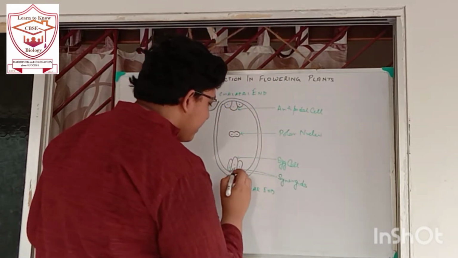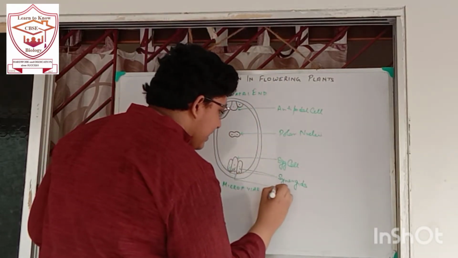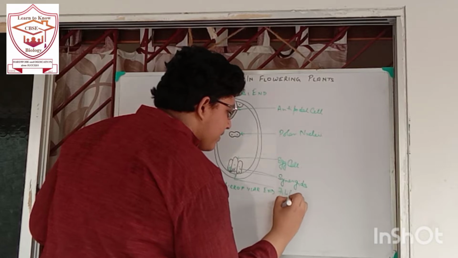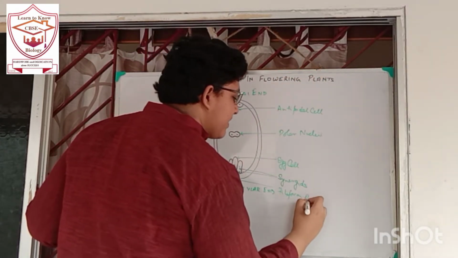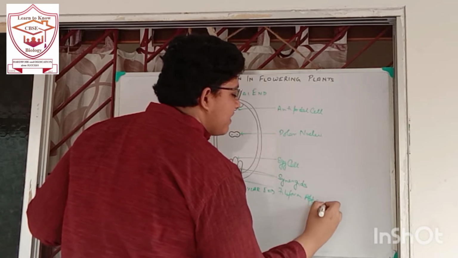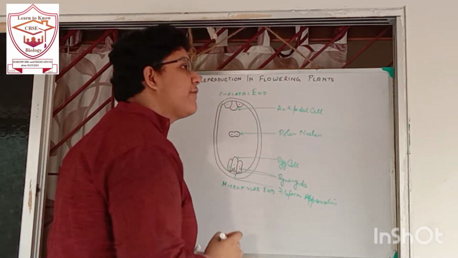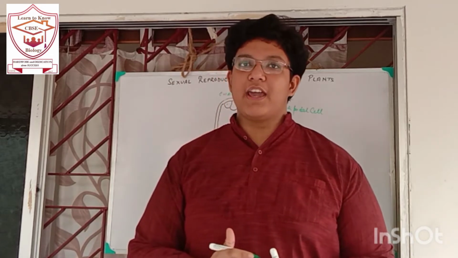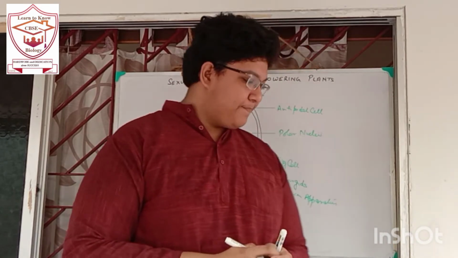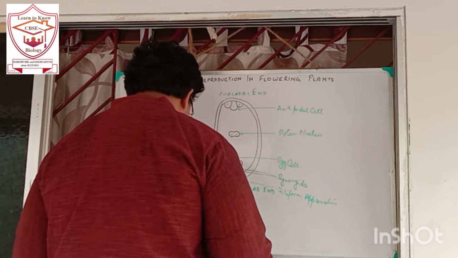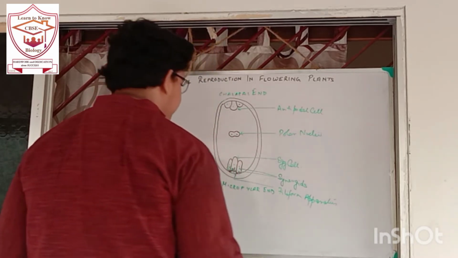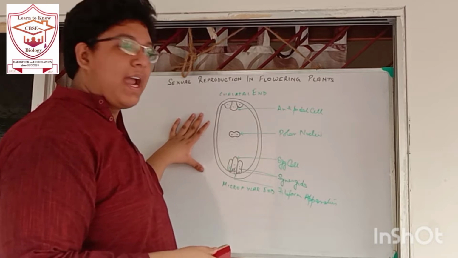And last, in the micropylar end, there is a filiform apparatus. See, a grass-like structure is drawn, that is the filiform apparatus. Filiform apparatus facilitates the entry of the pollen tube into the embryo sac. Okay. So let me go into the process of megasporogenesis. Okay, this diagram is clear, and the embryo sac.